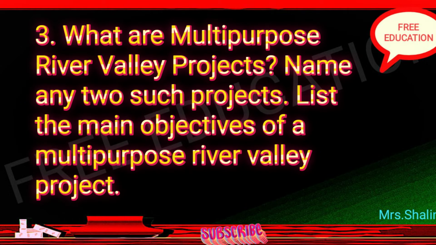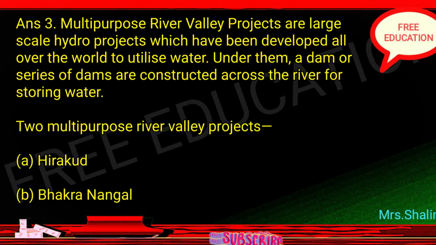Question 3. What are multipurpose river valley projects? Name any 2 such projects. List the main objectives of a multipurpose river valley project. Answer 3. Multipurpose river valley projects are large-scale hydro projects which have been developed all over the world to utilize water. Under them, a dam or series of dams are constructed across the river for storing water.